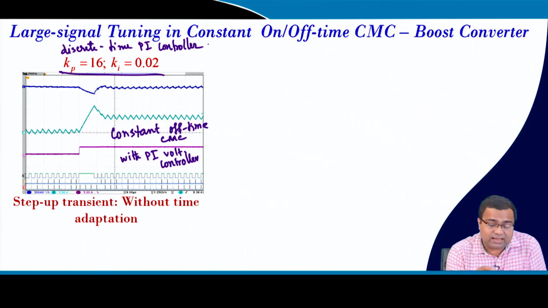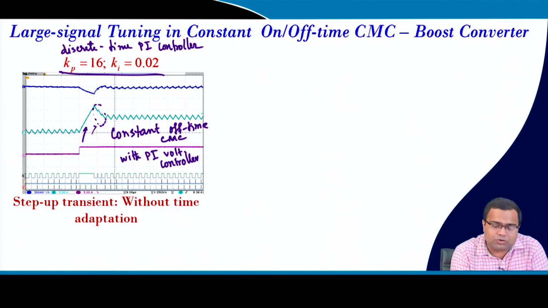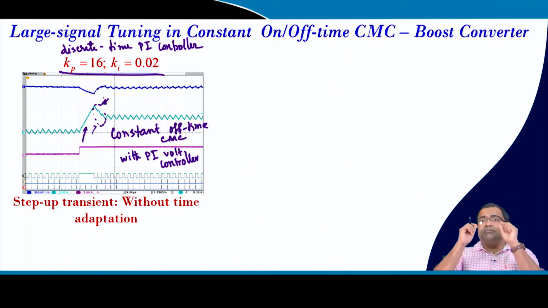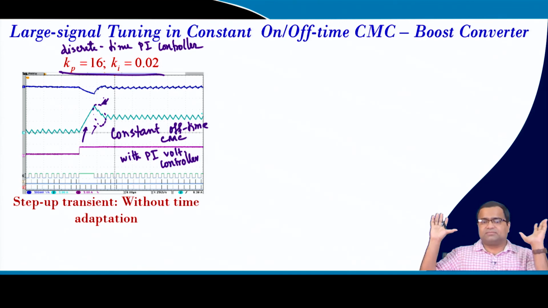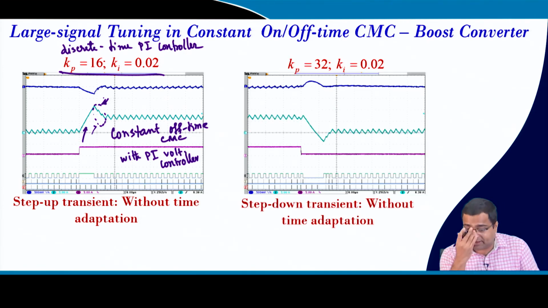Okay. See, in constant off time, we know that there is a problem in the step down: in off time control, there is a minimum on time that you have to provide, and that is somewhat slowing down the response. Otherwise, while it is going up, it is extremely fast, and that is the optimal solution.